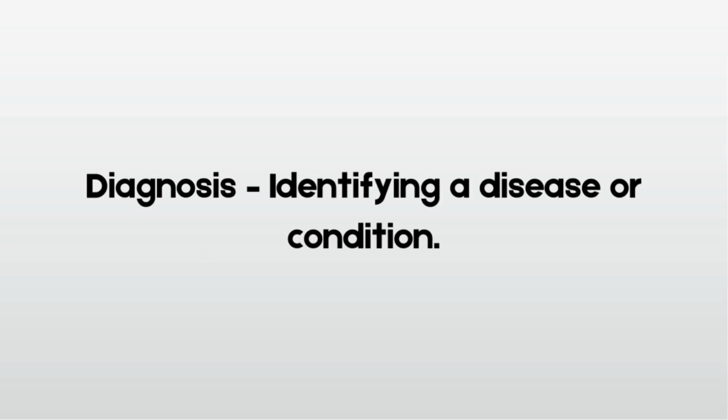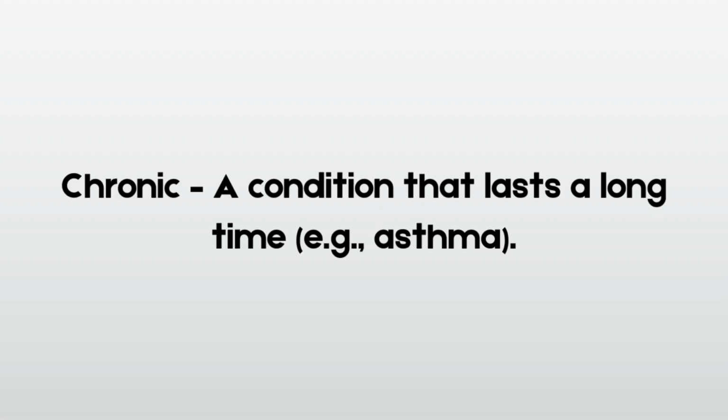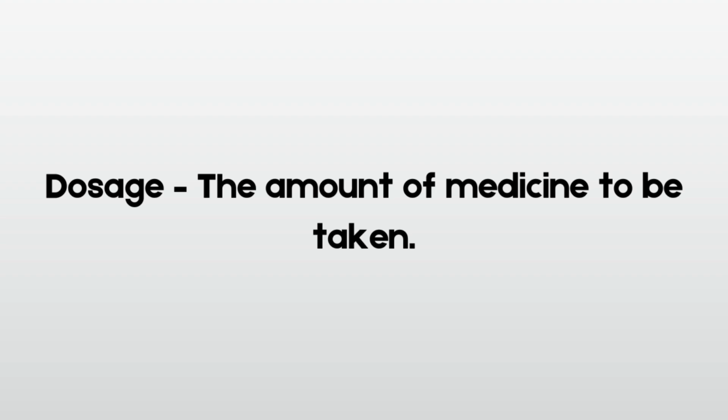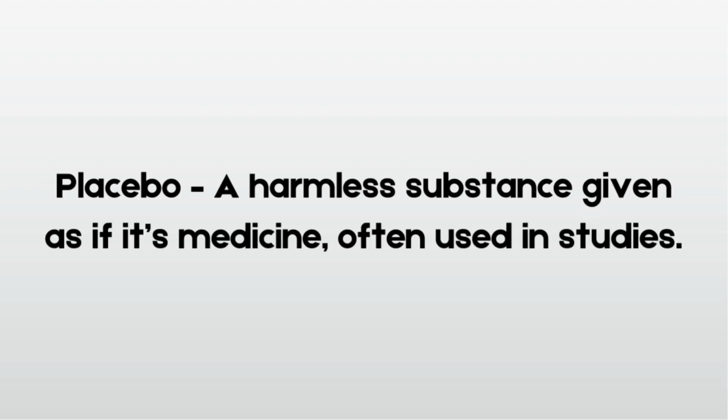Diagnosis, identifying a disease or condition. Chronic, a condition that lasts a long time, e.g., asthma. Acute, a condition that comes on suddenly and is usually severe, e.g., appendicitis. Dosage, the amount of medicine to be taken. Placebo, a harmless substance given as if it's medicine, often used in studies.